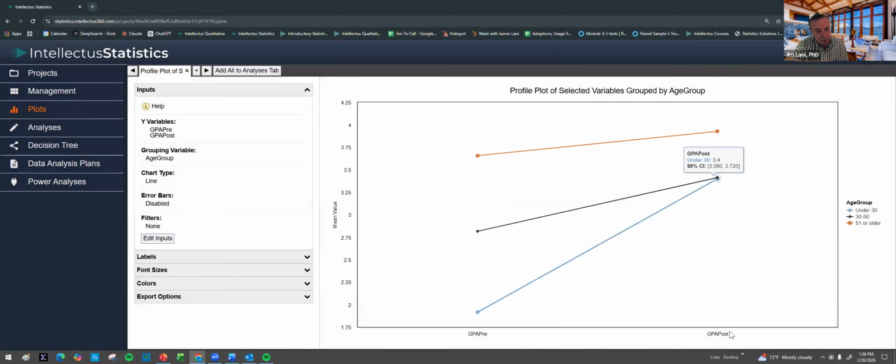And here we can see pre-post differences on GPA by different age groups, where they look pretty different in the beginning and kind of coalescing at the end.